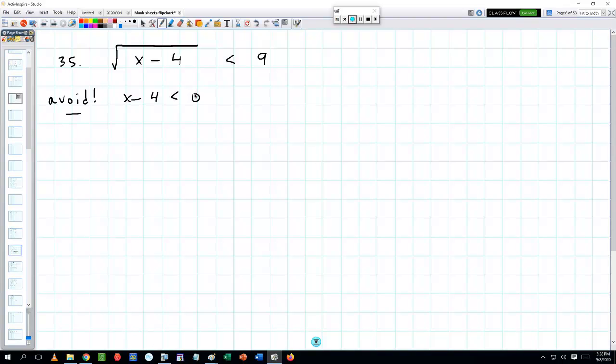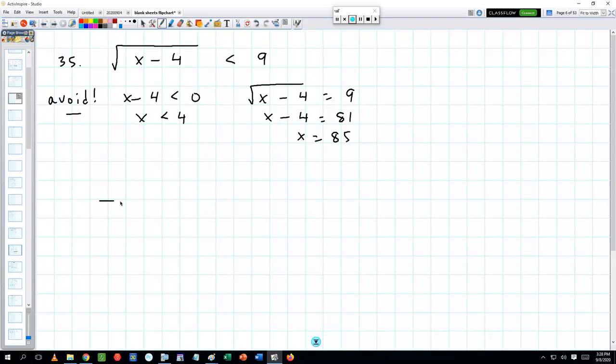So when we solve this, we get x is less than 4. You must avoid that. To figure out any other critical points, take your problem and instead of solving it as an inequality, solve it as an equal problem. Square the two sides, and we end up with a critical point at 85.